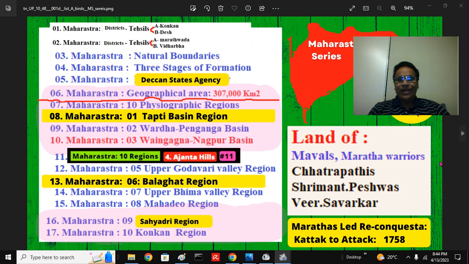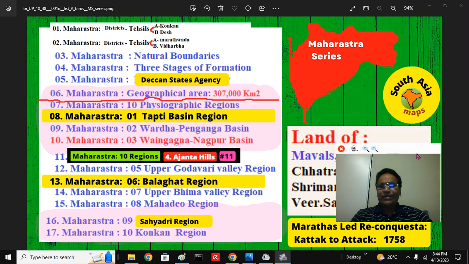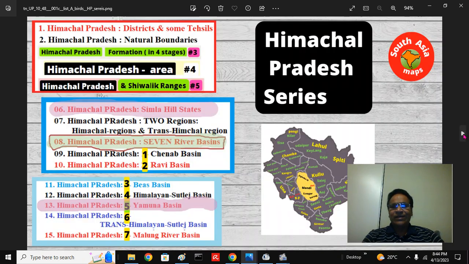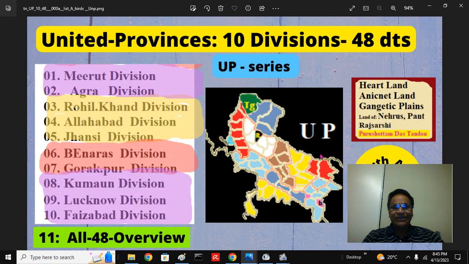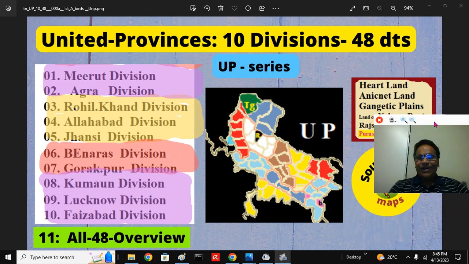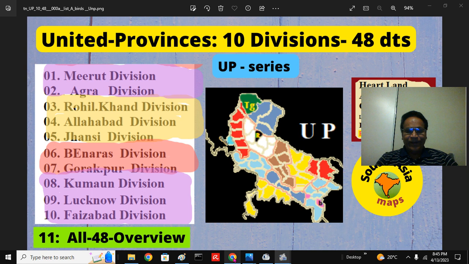It's a very great land, and I have taken a similar approach and discussed the Devabhumi Himachal series, East Punjab, Purbi Punjab, and you can look at them in the appropriate playlist. We also previously looked at the Bengal Presidency, fascinating 11 political divisions, 61 districts. Of course, the heartland of Bharat, United Provinces, now called Uttar Pradesh series, and you can explore them further at our YouTube channel.